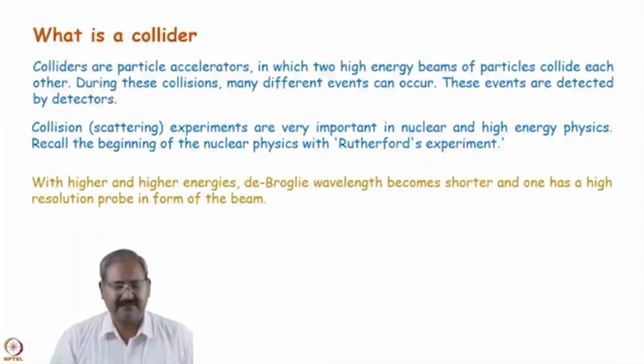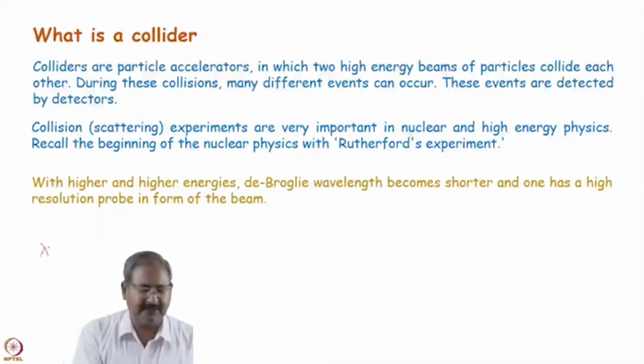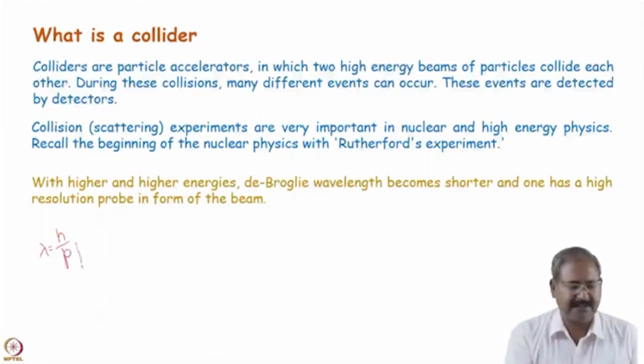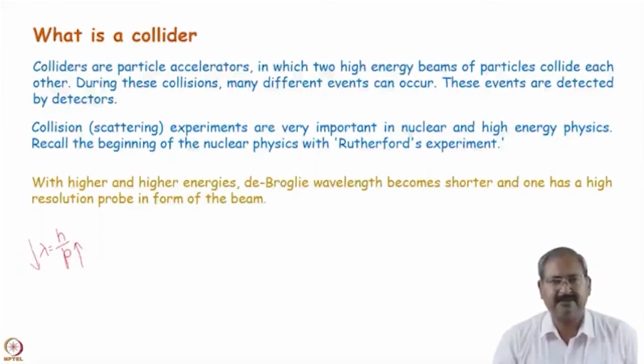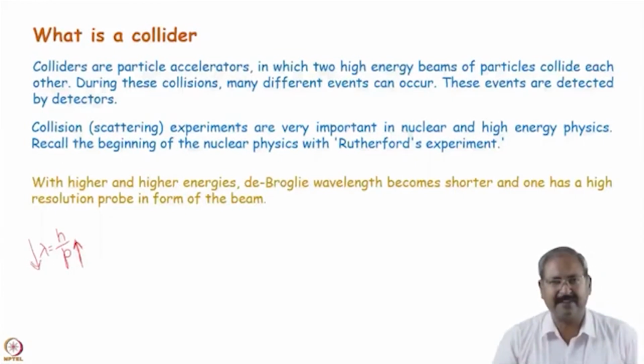First, if we have higher energy, the de Broglie wavelength will be smaller. The de Broglie wavelength is lambda equals h by p. So as p is higher, lambda is smaller. We get better resolution using a high energy beam, because each particle is associated with some de Broglie wavelength, and that wavelength is reduced due to high energy. So the resolving power can be increased.